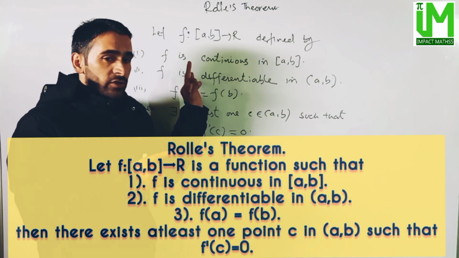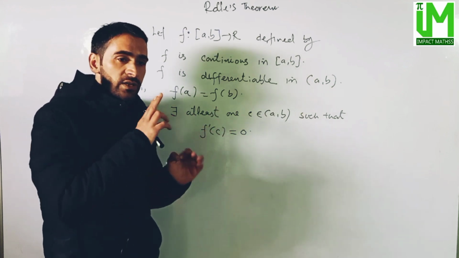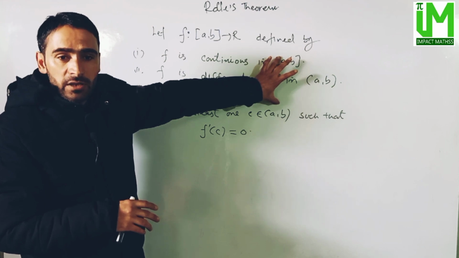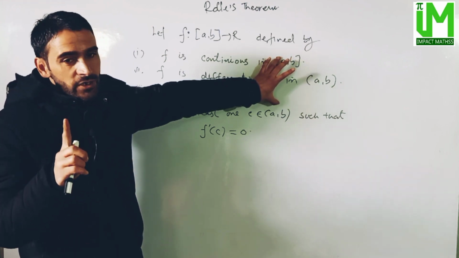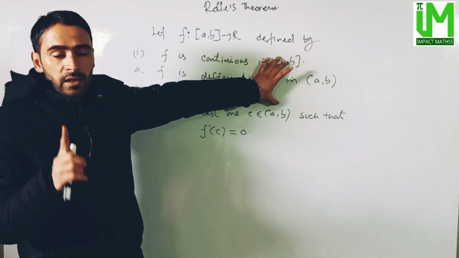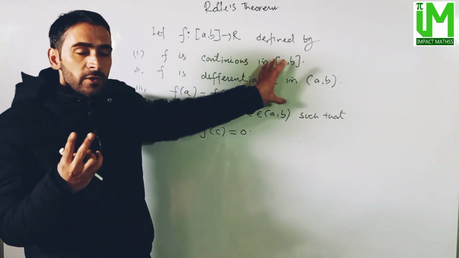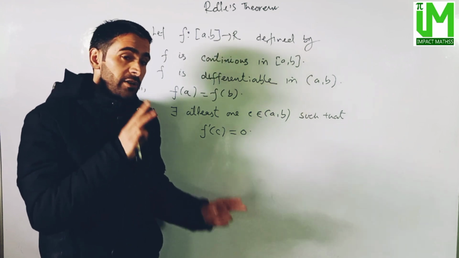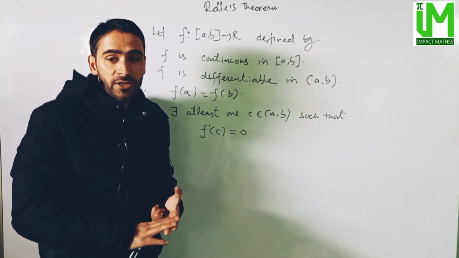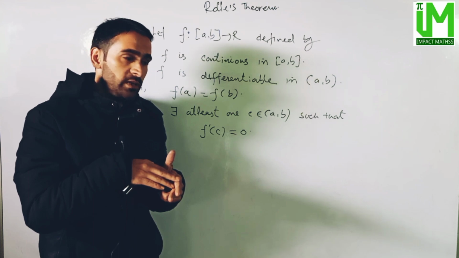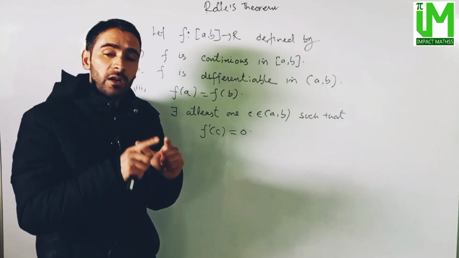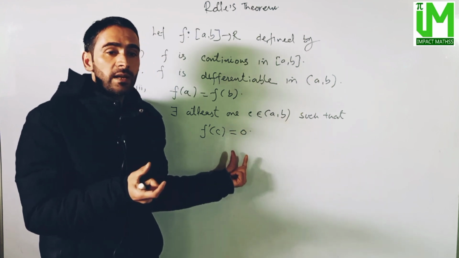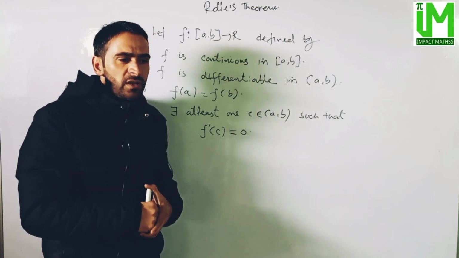So we have the statement of the Rolle's theorem like this. If a function satisfies all the three conditions, what are the three conditions? Number first, it is continuous in closed interval [a,b]. Number second, it is differentiable in open interval (a,b). Number third, f(a) is equal to f(b). If a function satisfies these three conditions, then the conclusion is that there exists a point c in open interval (a,b) such that at that point f'(c) is equal to 0.